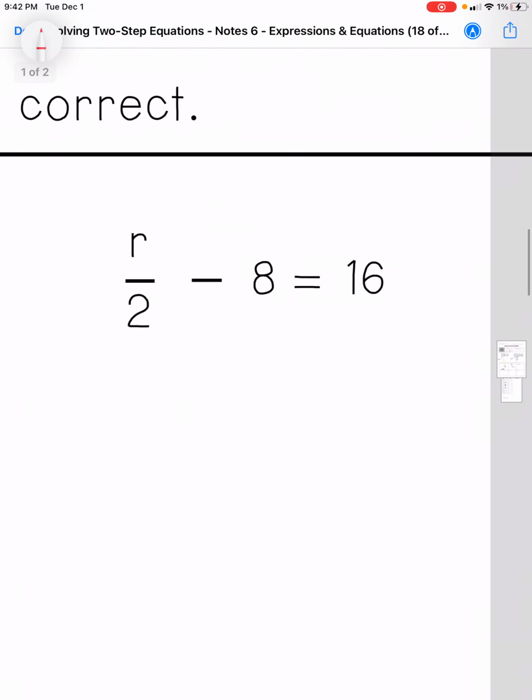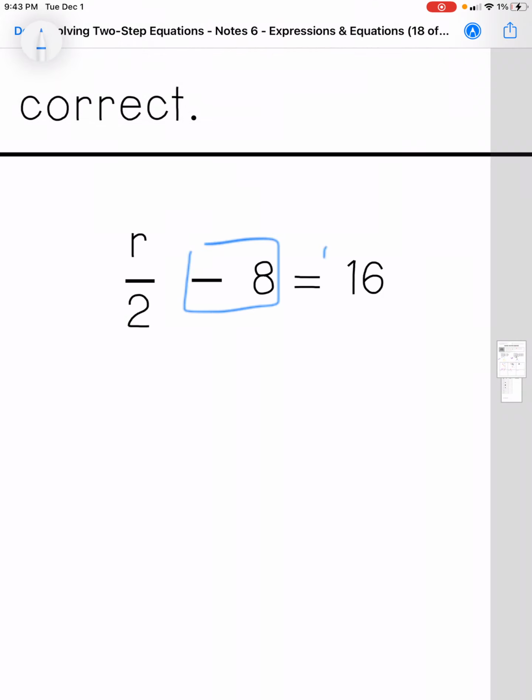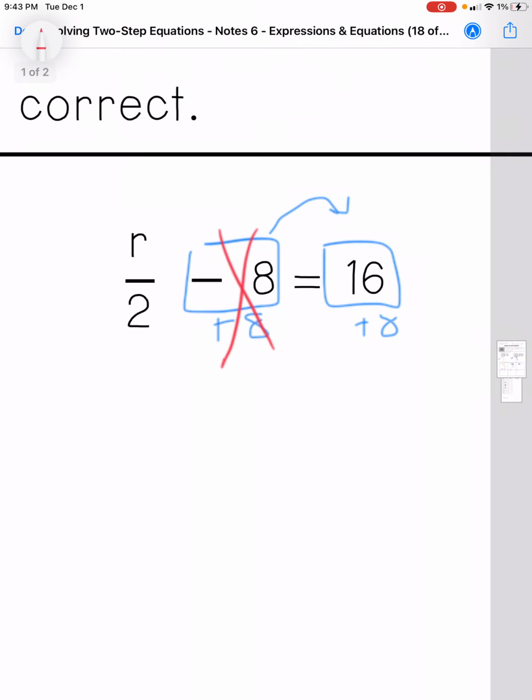All right. This one looks a little bit different, but it's really not that different at all. We are still going to combine like terms first. We're still going to go away from the variable, so -8 is still going to go to that side over there. How are we going to get it over there? You're right. We're going to add 8 to both sides. Those are going to cancel out. We're going to be left with r over 2 equals 24.